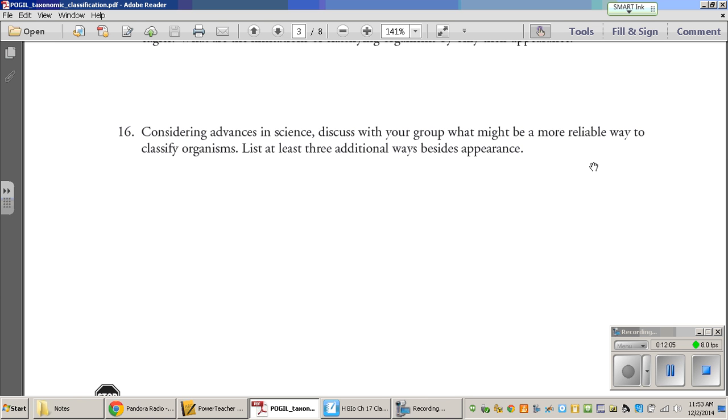One more. What about behavior? Adaptations, like behavioral adaptations, possibly. Anything else? Skeletal structure is still a structure, but it's internal, so you could say that's based on in-depth appearance. Anything else? Maybe processes, physiological adaptations. Chromosome number, that'd be great.